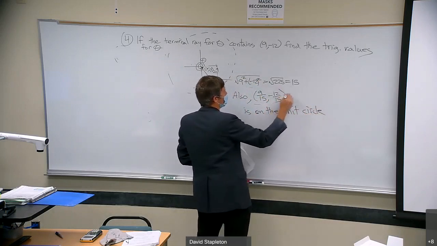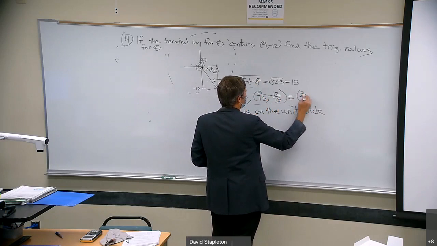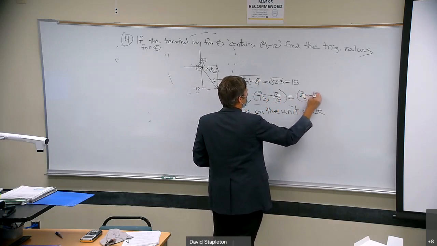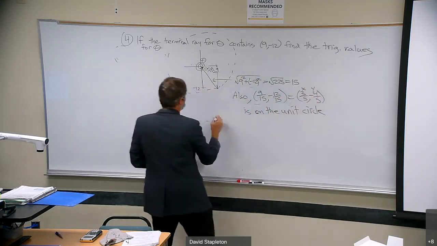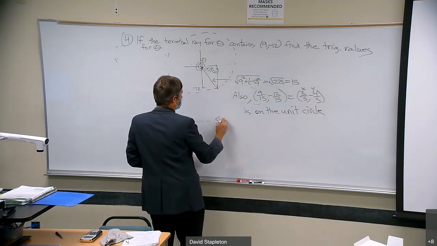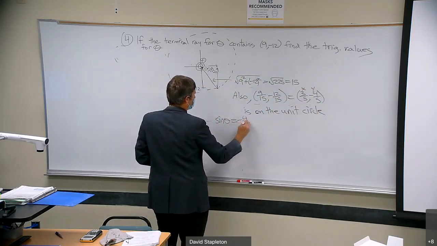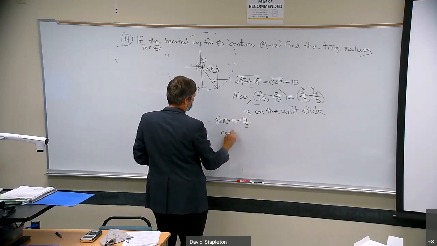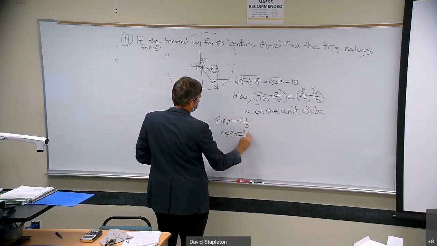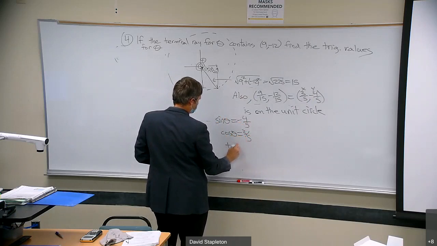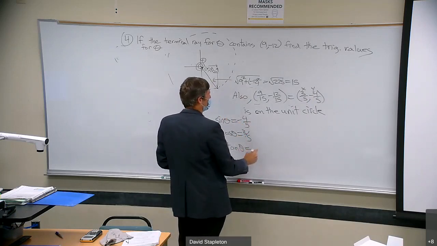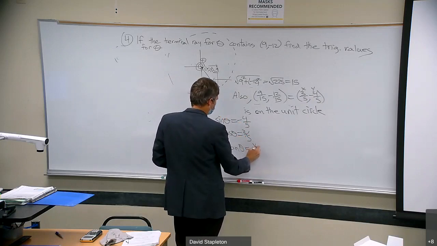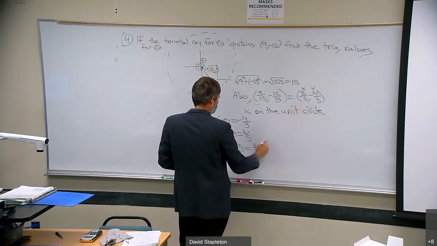But we can reduce these. I want you to reduce them whenever you can. This is 3/5 and minus 4/5. Once I know that's the x and y, I've got it immediately, right? Sine is the y coordinate, minus 4/5. Cosine is the x coordinate, 3/5. Tangent, see how it all looks easier once you've done this? Tangent theta is then the quotient of those, y over x. The 5's cancel and you get minus 4/3.